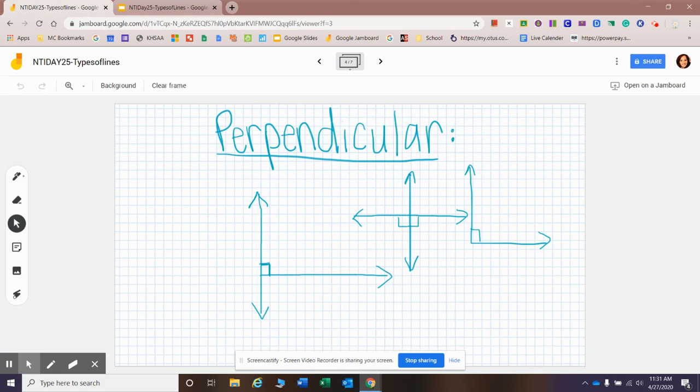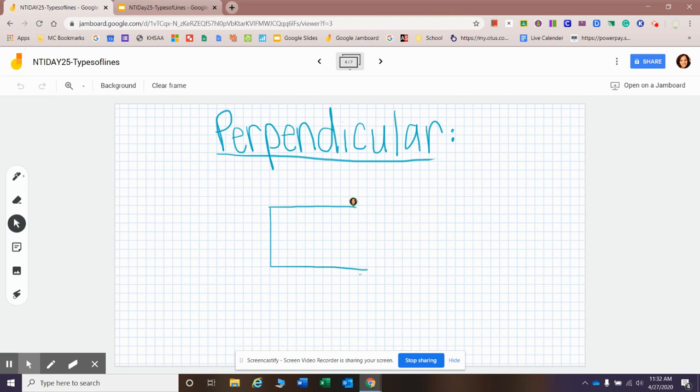Okay? So if we're talking about shapes that have perpendicular lines, well, that would be like a rectangle. It has perpendicular lines because look, you have 1, 2, 3, 4 right angles. So this would be perpendicular lines, this set of red lines. This set of green lines are perpendicular lines. This set of yellow lines are perpendicular lines. See that? They form those 90-degree angles.